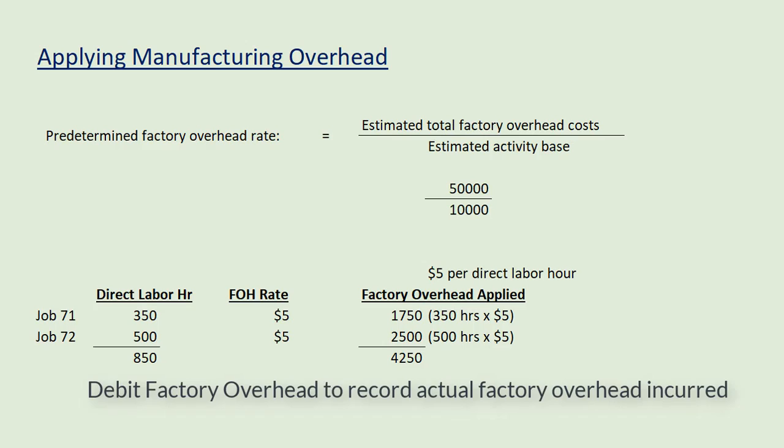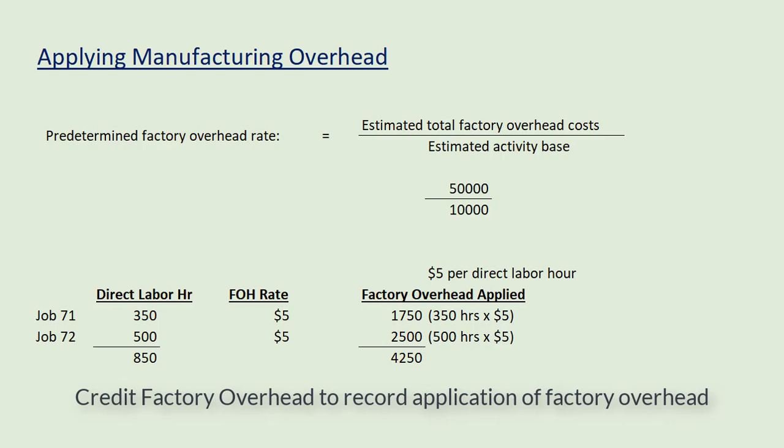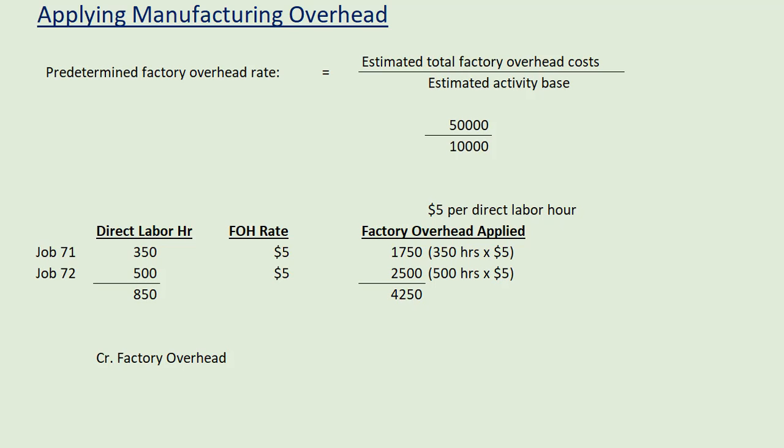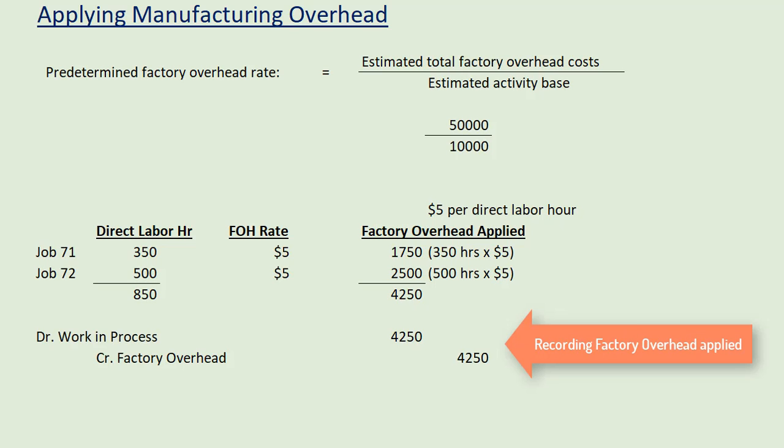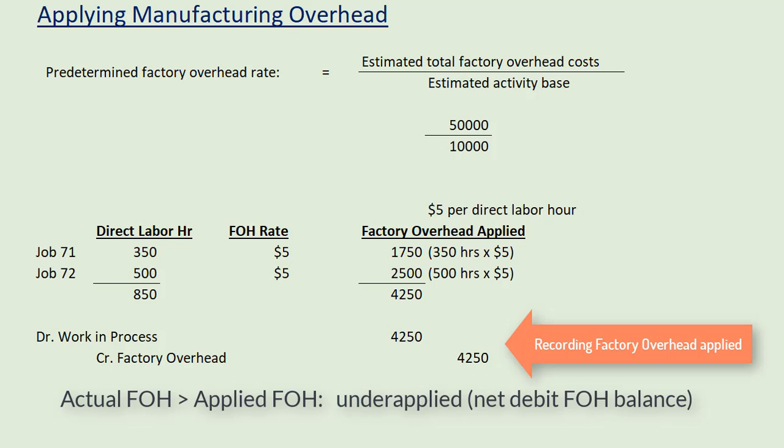Actual overhead was recorded as a debit. To apply factory overhead to work in process, we now credit factory overhead. We debit work in process. If the applied overhead is the same as the actual factory overhead, then there's no variance. If, for example, actual factory overhead was $4,600 and here we have applied overhead of $4,250, which is less than the actual, so the actual was debited, now we credited, we have a net of a debit.